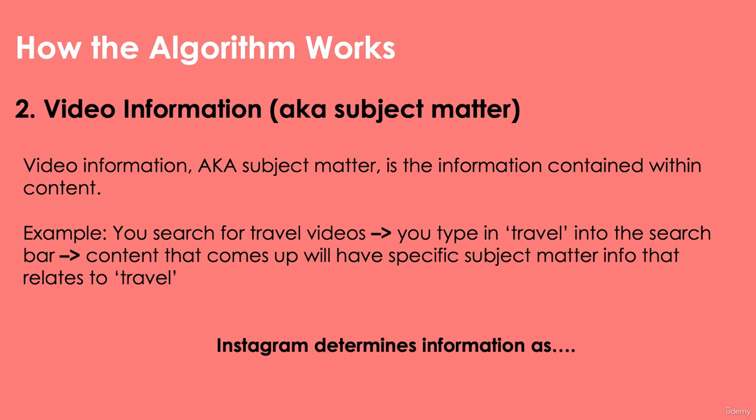Okay, next up we have video information. Whilst user interaction signals are based on the way you interact with other content on the app, video information is based on the content itself. This is basically the information contained within the video. For example, if you search for travel videos in the search box, the videos that come up will have specific information signals in them to help relate them to the travel niche and show up in your search.